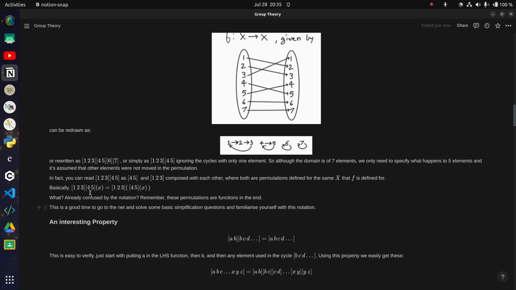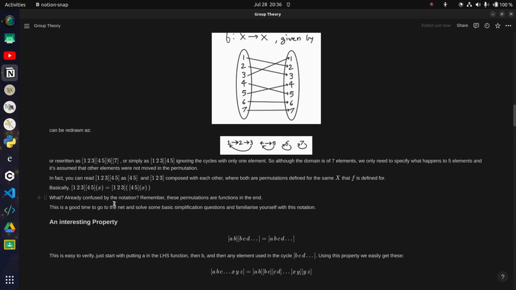So basically you can write (1 2 3 4 5) of x, that whole permutation applied on x, that's basically the individual cycles applied on x. I guess at this point you're already confused, but remember these permutations are functions in the end, right? Not just mappings, but functions. You have to put things inside for some output. That's why I use square brackets and not parentheses, because parentheses would just confuse everyone. So just stick to square brackets.